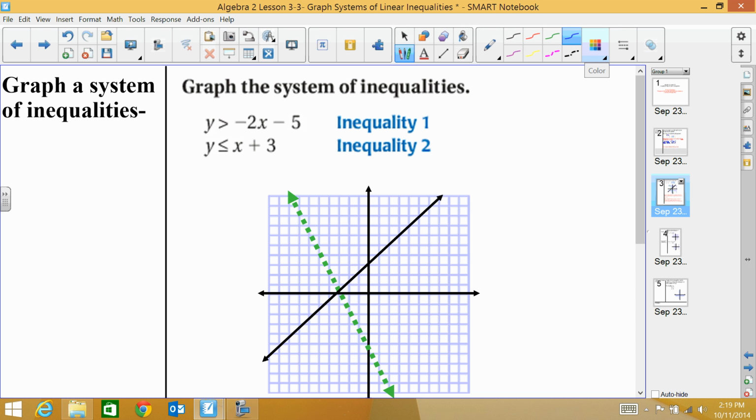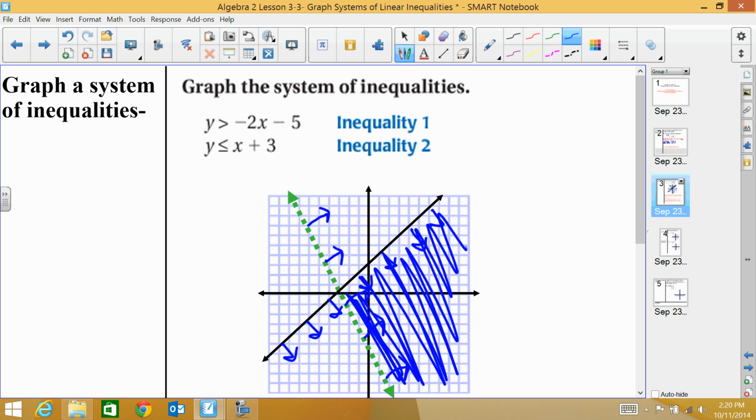So let's say that I was supposed to shade above this line first. So a lot of people draw arrows going this way so that they know which direction the shading's going. Okay, and then for this other one, we were shading below. So the part where they're going to overlap is in this section right here. And so then people color that in. So you can also represent it that way.